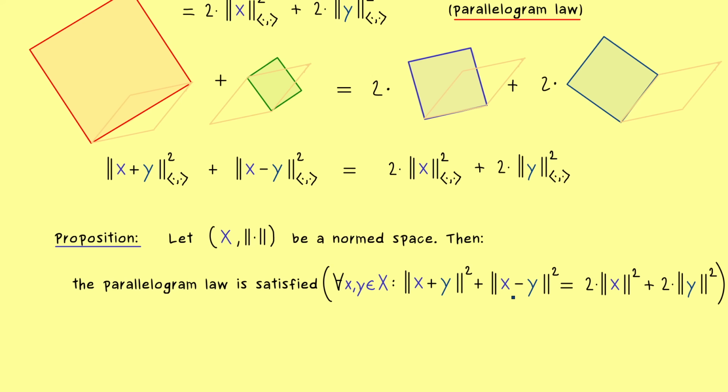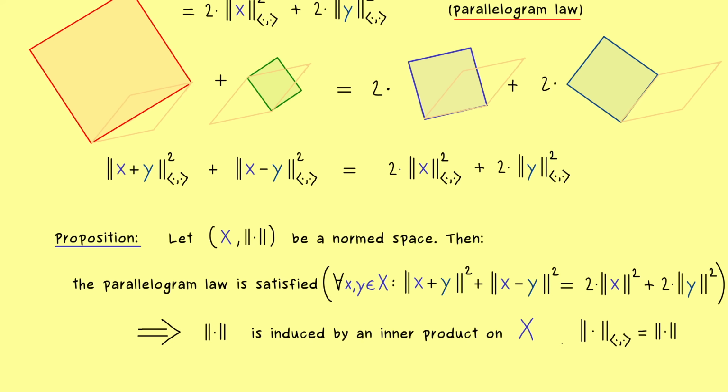Therefore, you could just say that the abstract geometry this normed space describes still has this nice property with the parallelograms. However, this property is actually already really restrictive for the geometry, because what we get is that in that case the norm is already induced by an inner product. This means we can find an inner product on the vector space X such that this induced norm is already equal to the original norm.